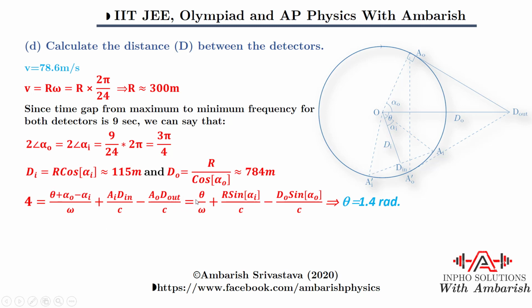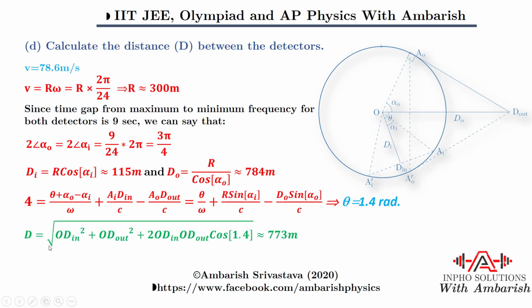This time difference is 4 seconds, and this gives us a nice equation in theta. If you solve this equation, you get theta equal to 1.4 radians. All right, and now once you have theta, the rest of the job is very easy. You just need to find D in to D out. You can just use the cosine rule. So D squared is OD out squared plus OD in squared minus 2 OD out OD in cos of theta. We have calculated theta as 1.4 radians, and that gives you capital D, the distance between the two detectors, D in to D out. If you calculate by putting in the values, it comes out to 773 meters.